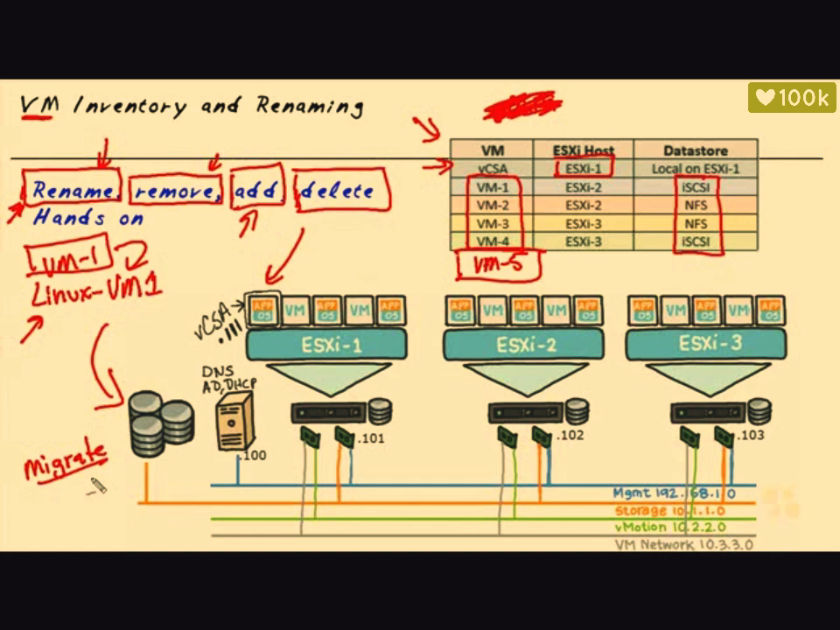And then the next question might be, well, what if we want it on the original data store? Well, you migrate it twice. You could migrate it over to another data store and then back. And that would also allow that VM to have a matching folder name.